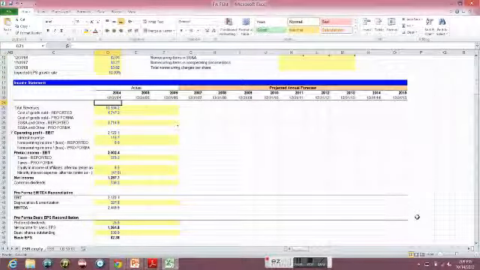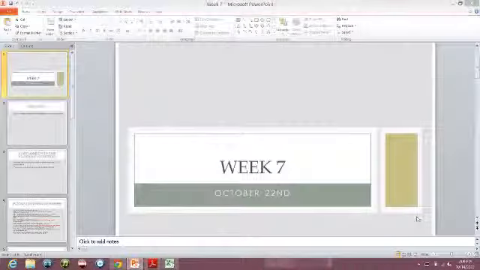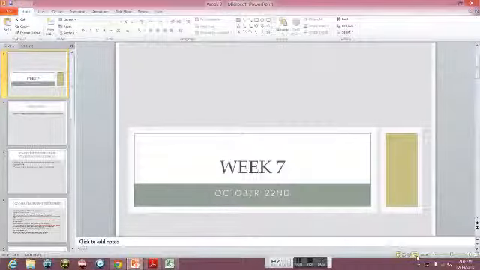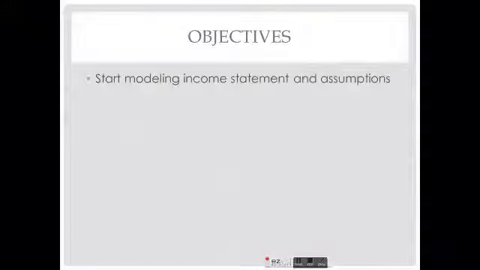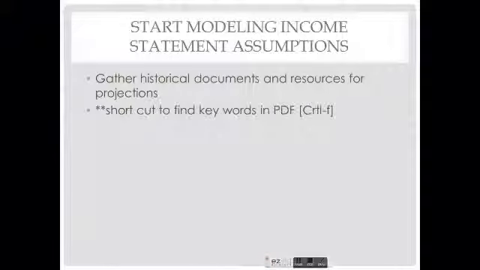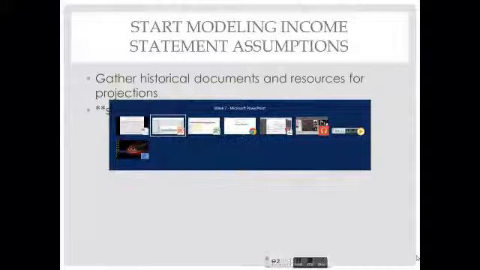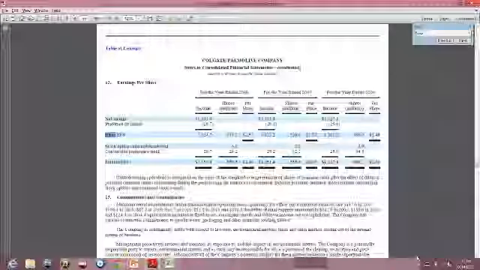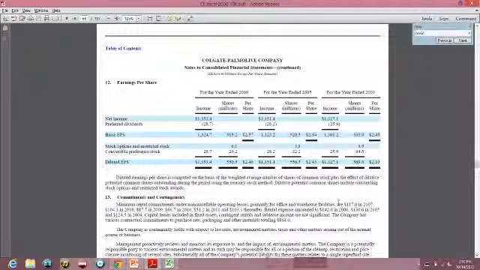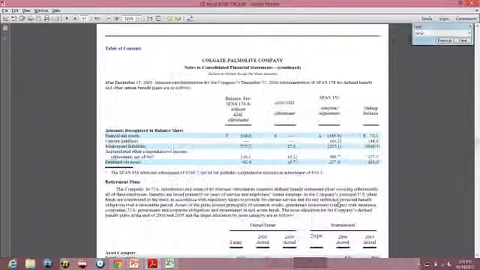Okay, I have my PowerPoint pulled up over here. Basically we're going to talk about gathering historical documents and resources for our projections and using the shortcut find key, Control F. This is our 10K. I'm going to go over just small shortcuts with you, just to get a start on how to actually use them and get used to them. First one is obviously the find key.